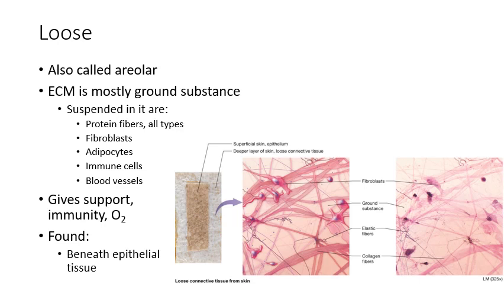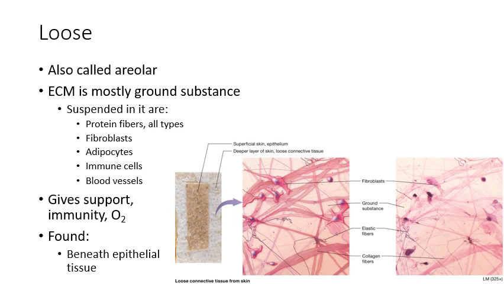So in the picture here, like all these pale areas, that's all ground substance, and then it has fibers sort of moving through it, and also blood vessels. So the function of loose connective tissue is going to be to give support to whatever tissue is on top of it, which would generally be epithelial tissue. It also functions in immunity and in supplying oxygen and other nutrients because it has all of those blood vessels.